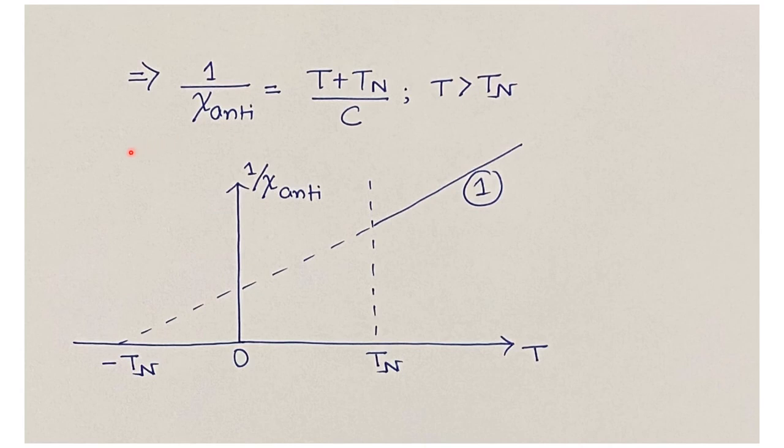For the antiferromagnetic material, 1 by the antiferromagnetic susceptibility is given by T plus Tn divided by a constant C, and it is applicable for temperature greater than the Neel temperature Tn. So 1 by chi AFM is proportional to T plus Tn. If we plot this for T greater than Tn, then it will be a straight line, and if we extend this straight line by the dotted version, then this will intersect the T-axis at minus Tn, and it will intersect the 1 by chi AFM axis at a positive value. So it seems that our first material is antiferromagnetic.